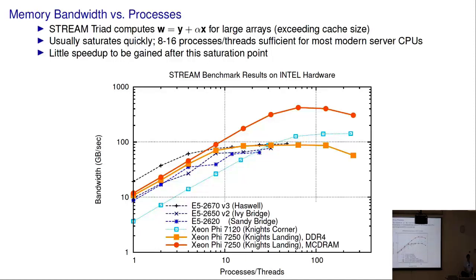And this usually saturates pretty quickly. On most modern CPUs, you might hit saturation with 8, maybe 16 processes or threads. After that, you really don't get much gain. There are a few weird things, like Knights Landing with its multi-channel DRAM saturating much later, but it's a real outlier here.